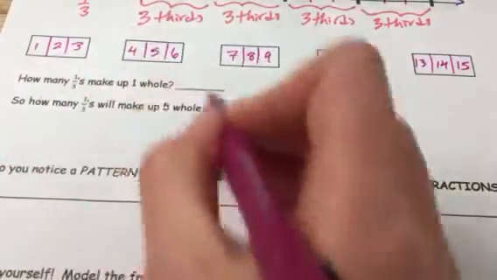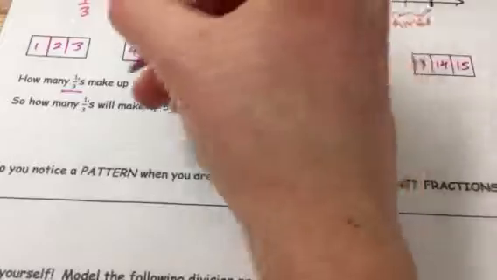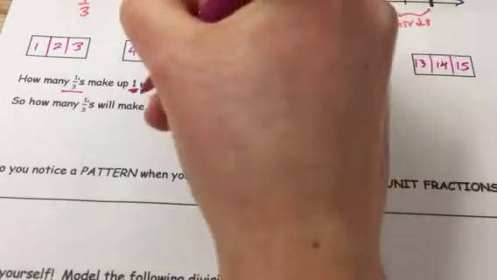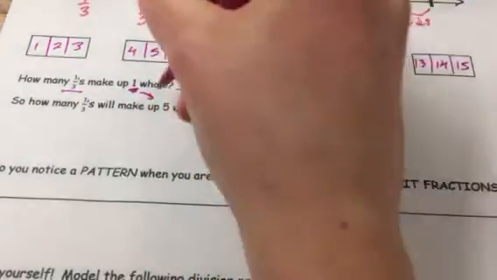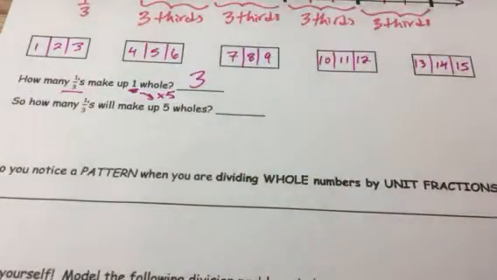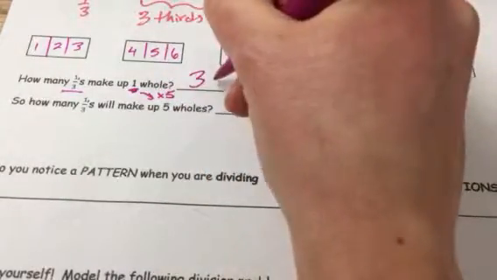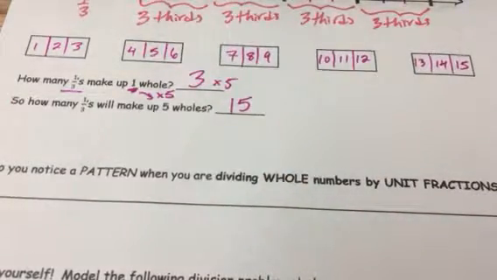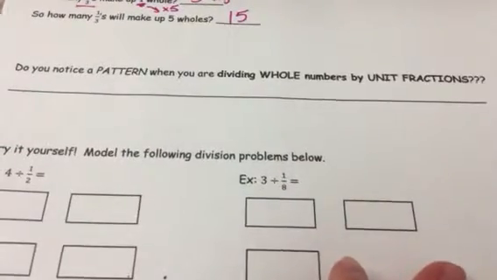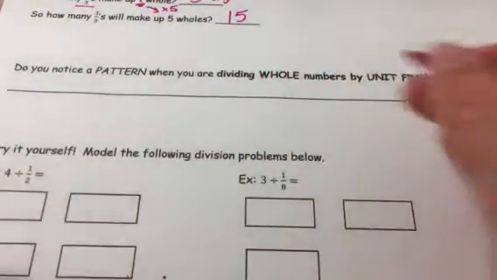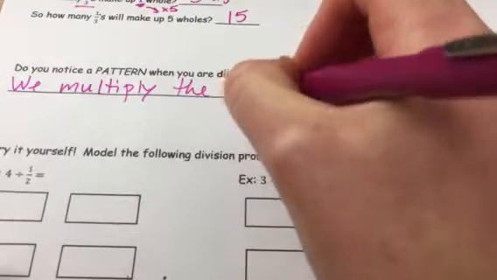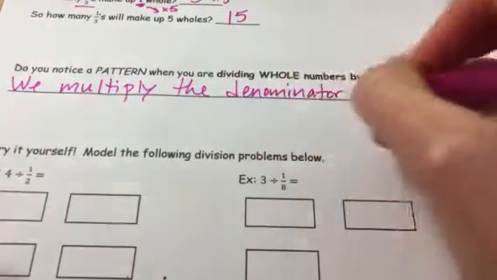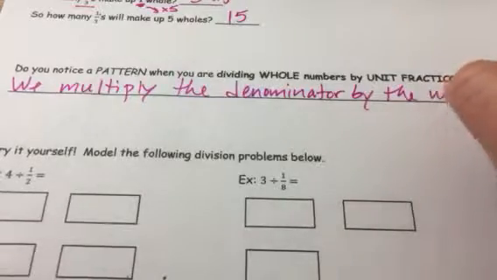We can use a little bit of a shortcut because we know that 3 thirds makes up 1 whole. Well, I'm trying to look at 5 wholes, so I'm going to go ahead and multiply that by 5 because I have 5 sets of a whole thing. So I can go ahead and multiply this by 5, and we get the 15 like we had modeled. So hopefully that's the pattern that you've noticed. When we're dividing whole numbers by unit fractions, we multiply the denominator by the whole number.